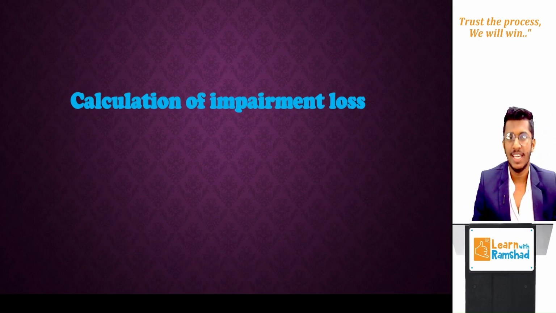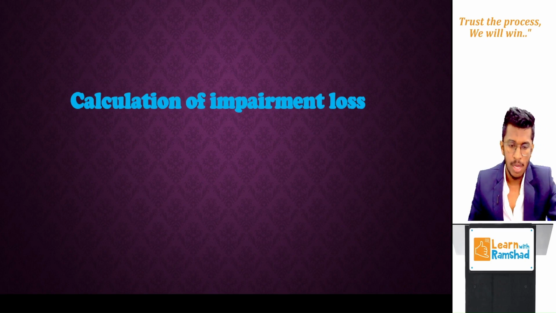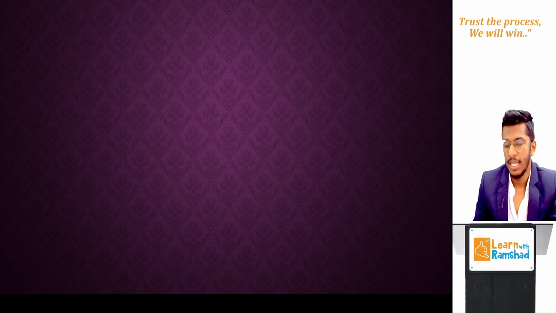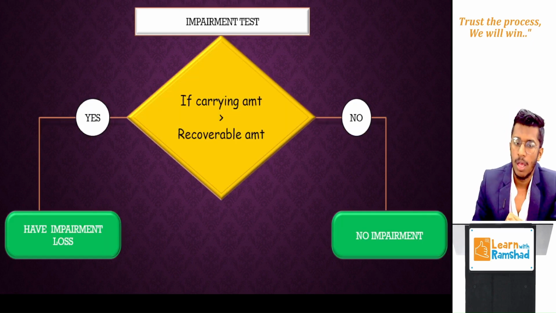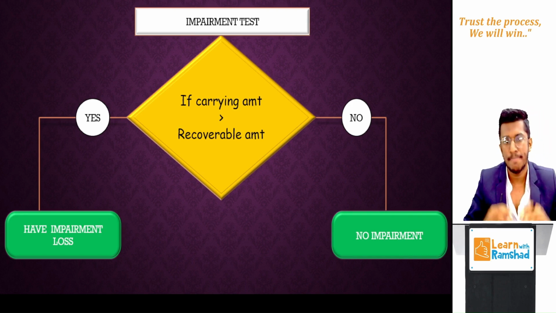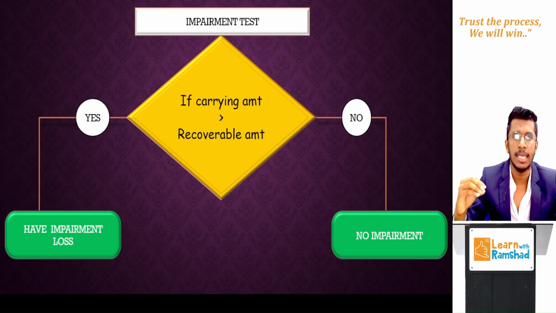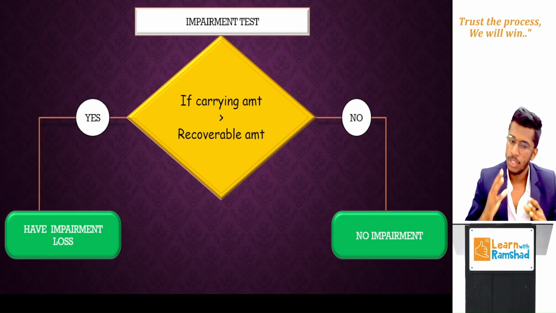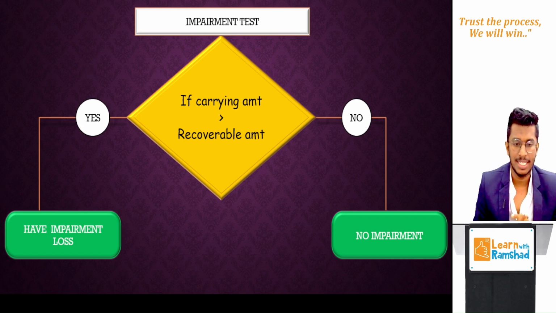Okay, now let's see how we really calculate impairment loss. Remember, when the company finds an impairment indicator, they have to check whether there is an actual impairment loss or not. For that, they have to follow an impairment testing as per the standard. Ready? So what is that testing?